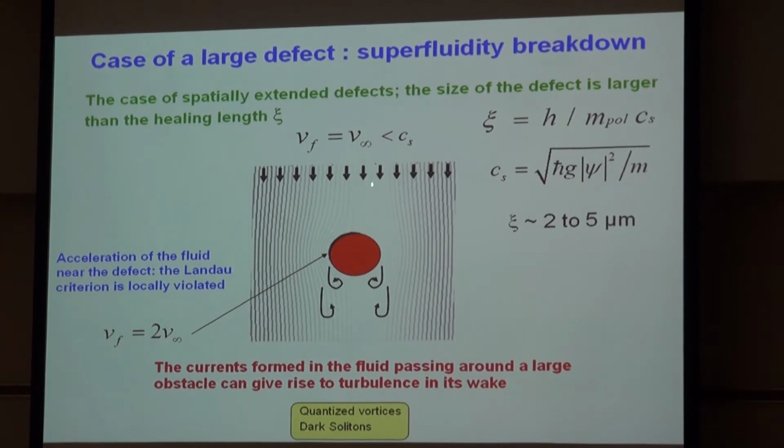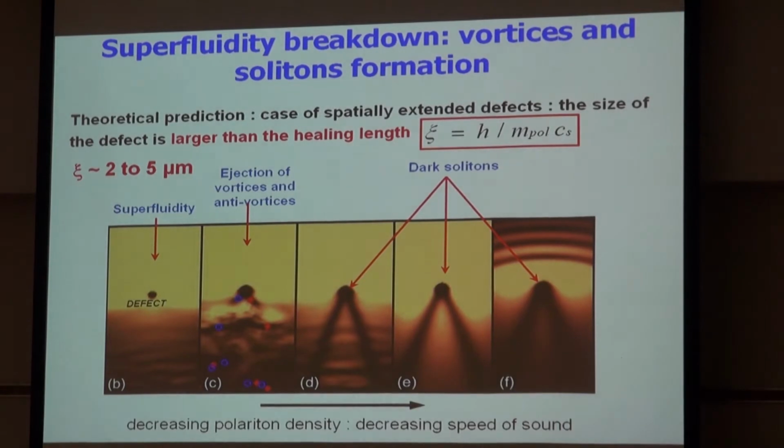Actually, what happens is that here, even if the velocity is smaller than the speed of sound, if the defect is large enough, the velocity here can be higher than the speed of sound. So there are several behaviors in the same fluid at different points, and this causes additional effects that we have been able to observe as well with a larger defect.